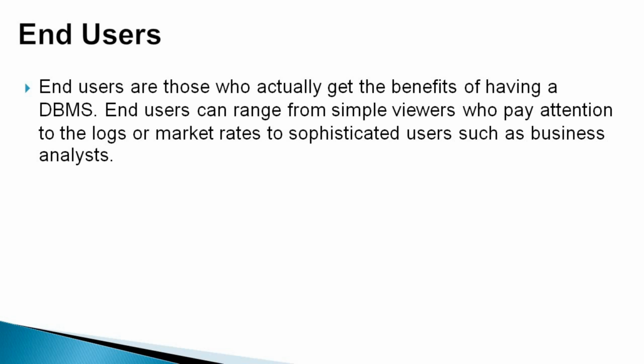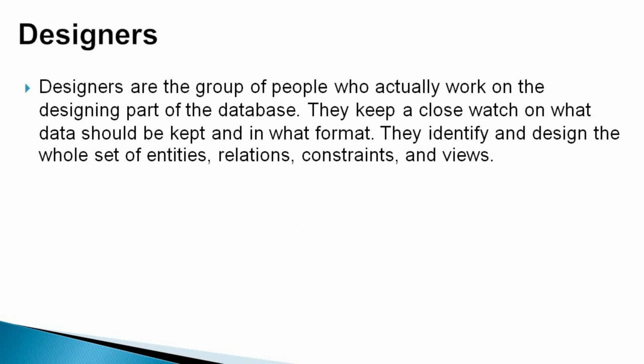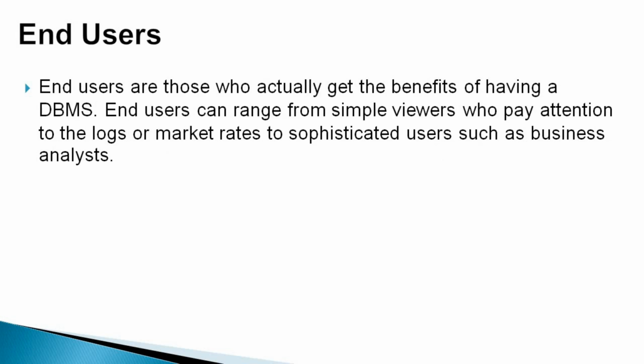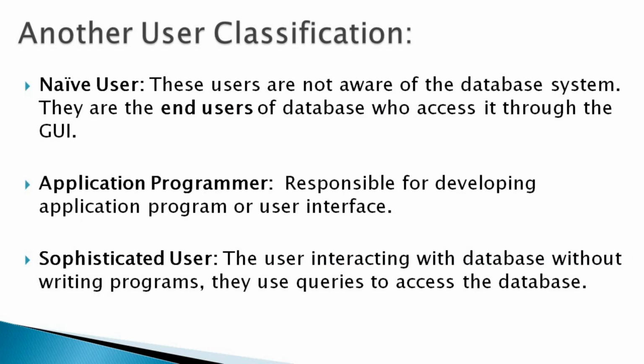So here is one classification of the users of the database management system, where we have discussed the administrator, designer, and end user. In some books they have provided another classification of the users, which we will see when we look at the structure of the database. There we will see these five kinds of users: the naive user, application programmer, sophisticated user, specialized user, and the online user. Let's see the definitions of all these users in detail.